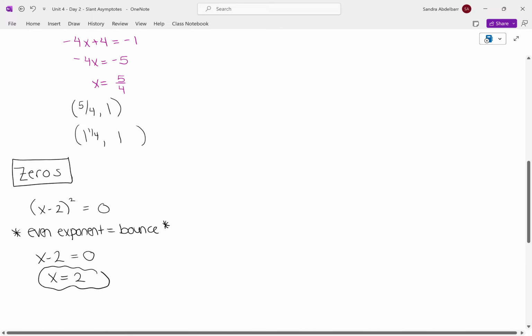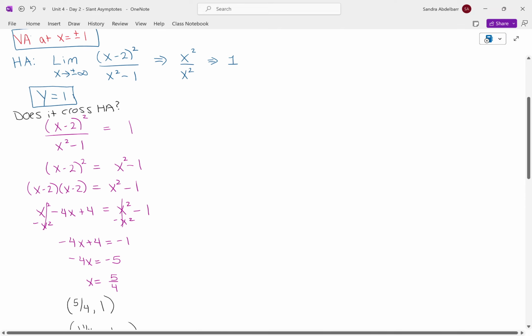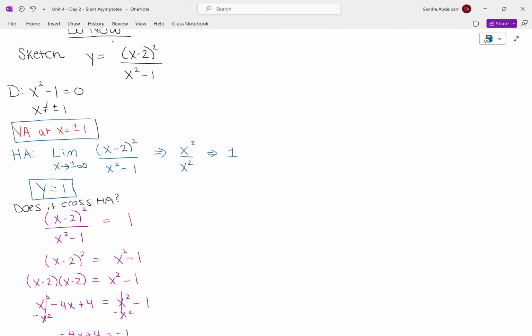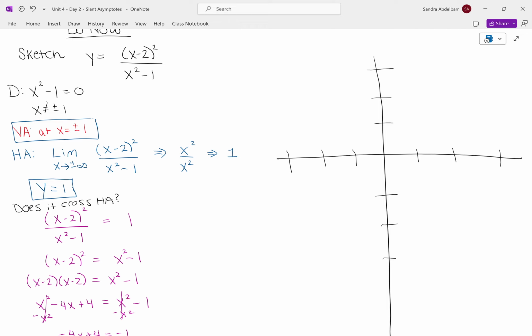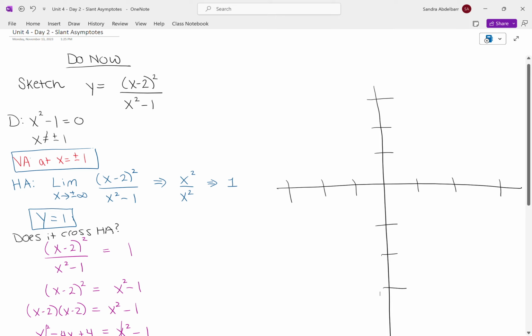Okay, let's start getting a sketch going here. We have enough to get parts of it going at least. All right, so we're going to have a vertical asymptote at x equals plus or minus 1. So x equals 1, x equals negative 1. How do we represent vertical asymptotes with what kind of line? Dashed, yeah, dashed line.